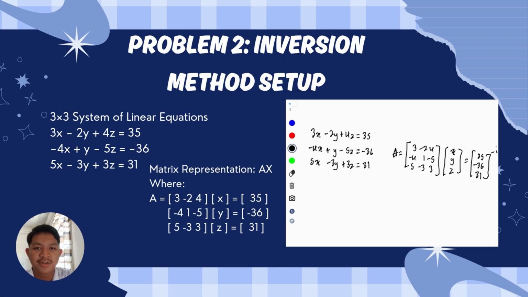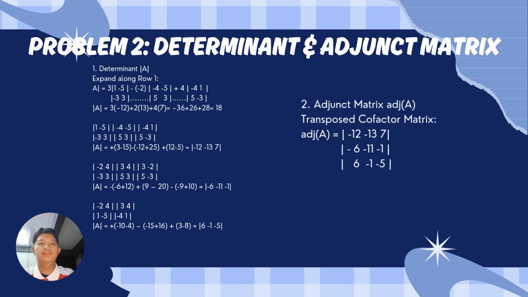Now I'm going to solve problem 2, which is the inversion method. Now we expand along the top row using the coefficients 3, negative 2, and 4, following the standard sign pattern plus, minus, and plus. Next, we evaluate each of the smaller 2 by 2 determinants using cross multiplication, for example AD minus BC.